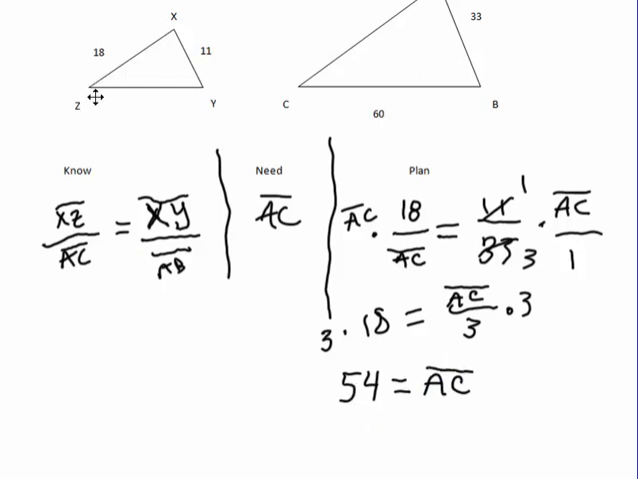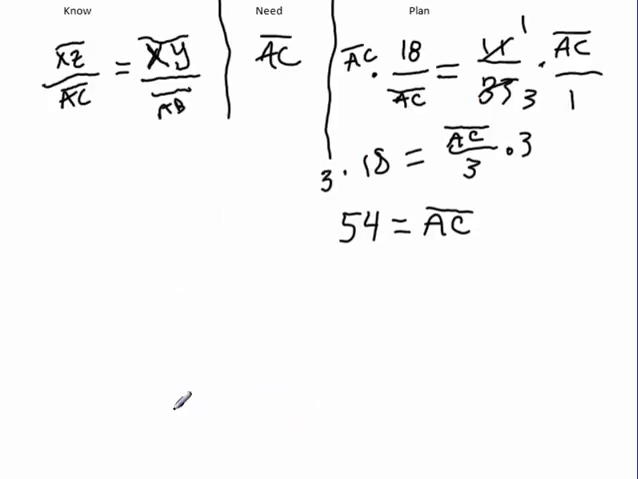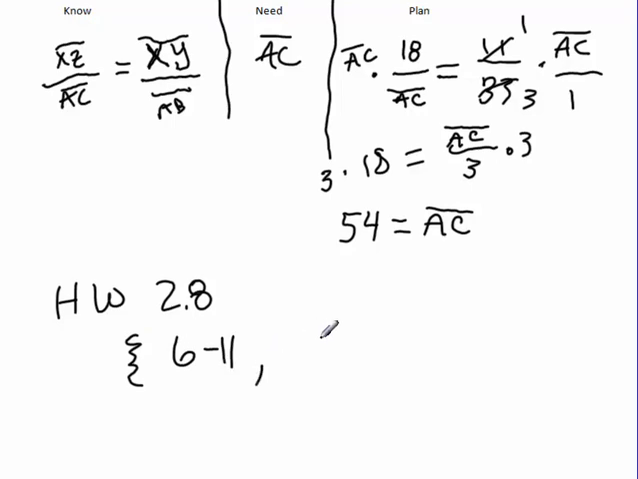Let's see if you can find the missing side length for ZY on your own. If you want to work ahead, I'm going to put the homework assignment for 2.8. It's going to be a short one. We are only going to do problems 6 through 11 and 23. I want you to do all of these problems, 6 through 11 and 23. And the page number, because I know you like those, is 133. Whoop, 134. So, look on page 134.